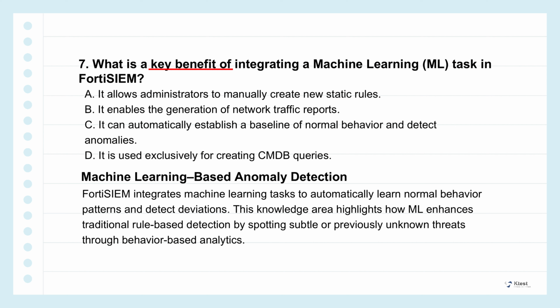Well, the really key benefit of using ML tasks in a SIEM is that they can automatically figure out what's normal. They establish a baseline of normal behavior for your specific network, your users, your servers. Humans can't possibly define normal for everything, everywhere, all the time. It's too complex. Exactly. The ML system learns it. It learns what Tuesday at 2 p.m. usually looks like on your network. And once it knows normal, anything abnormal stands out.